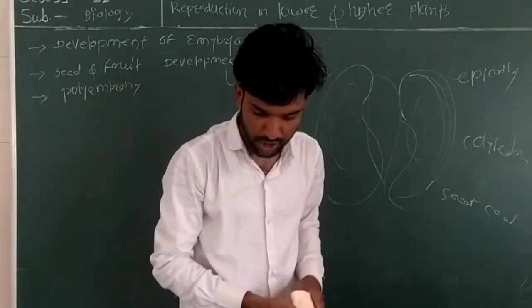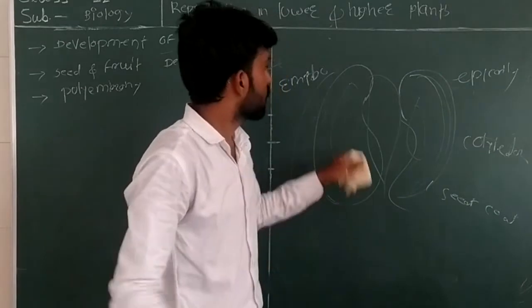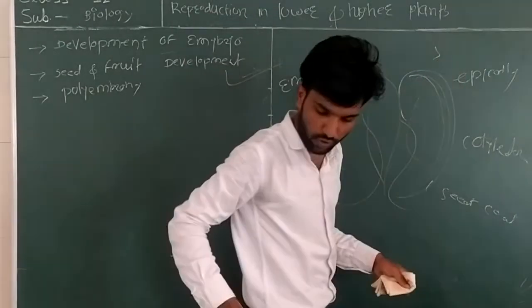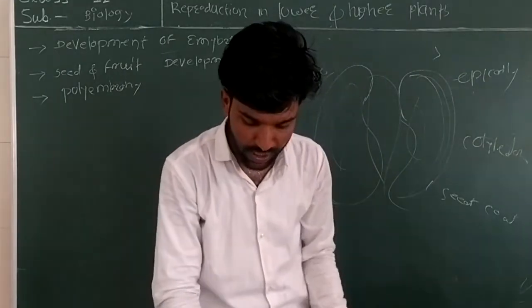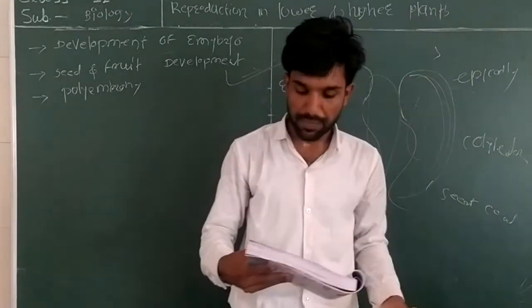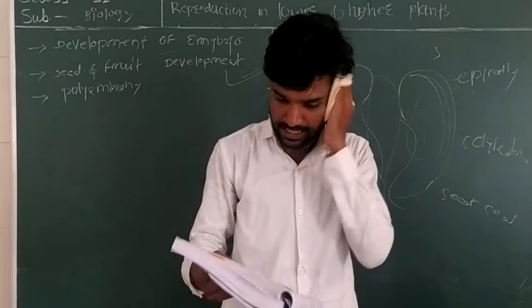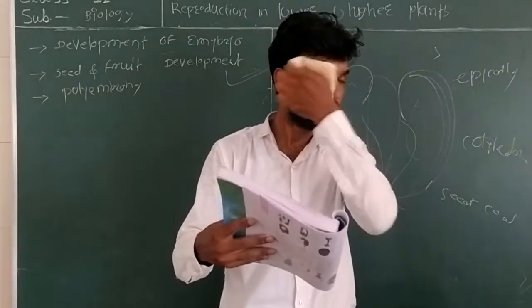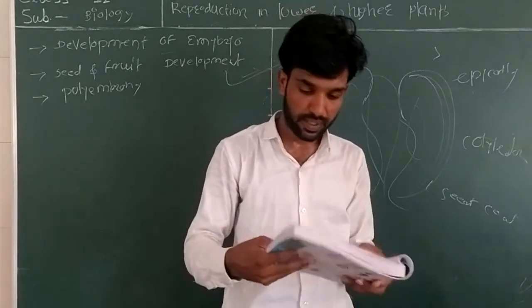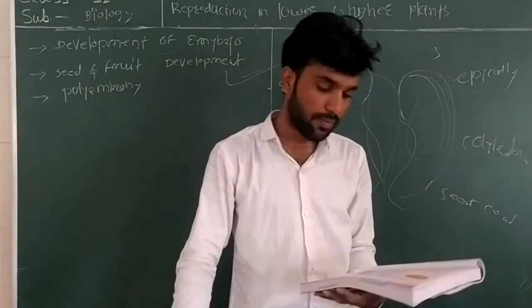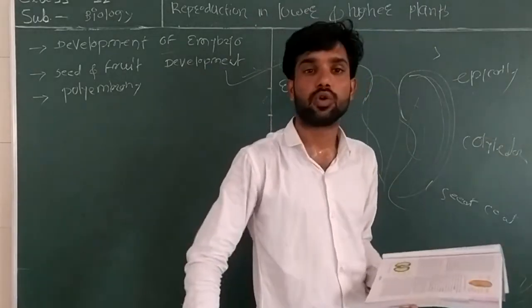Now the seed sometimes consists of two coverings. Your outer layer is the testa, and your inner layer is the tegmen. The nucleus of the ovule may persist, cellular-like. In some seeds, the food reservoir is in the endosperm, which is partially used to develop the embryo.